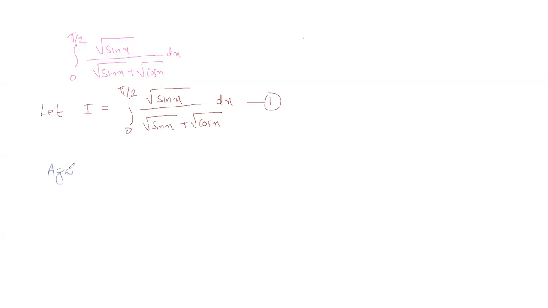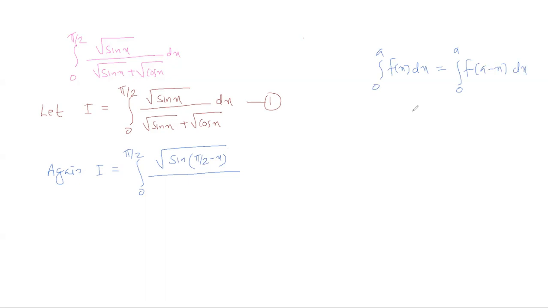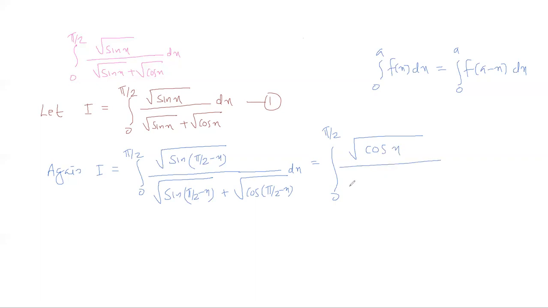Again, I is equal to integral 0 to pi by 2, in place of x we can put the upper limit minus x, pi by 2 minus x, because you have the property integral 0 to a f of x dx is the same as integral 0 to a f of a minus x dx. So in place of a we put pi by 2, so we can put pi by 2 minus x. So again, in the numerator root sin of pi by 2 minus x, which is root cos x, divided by root sin of pi by 2 minus x, which is cos x, plus root cos of pi by 2 minus x, which is sin x, dx. Call this as 2.